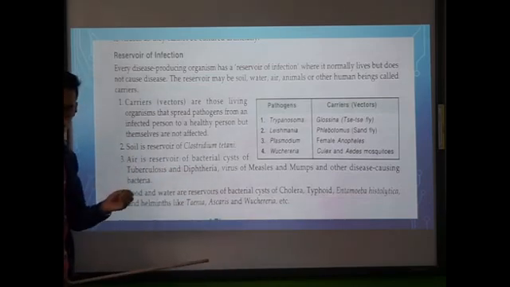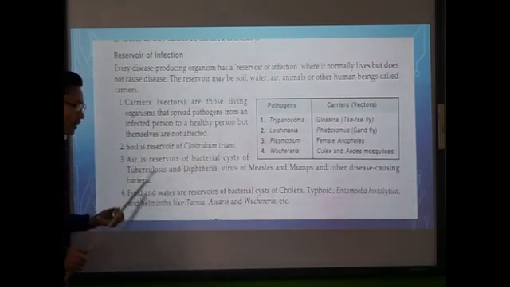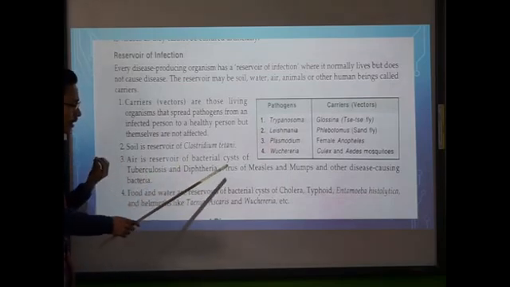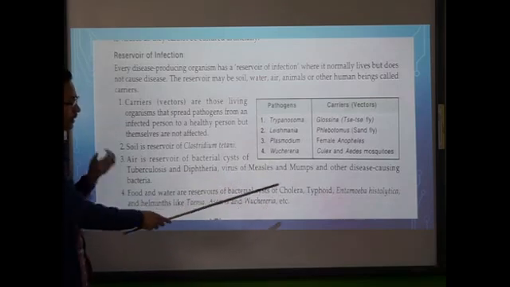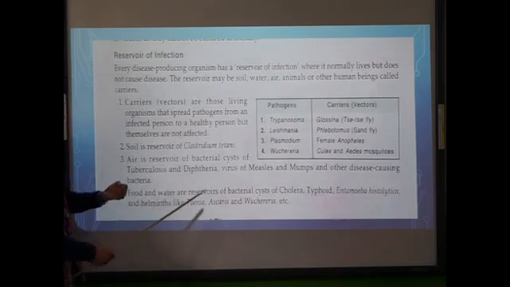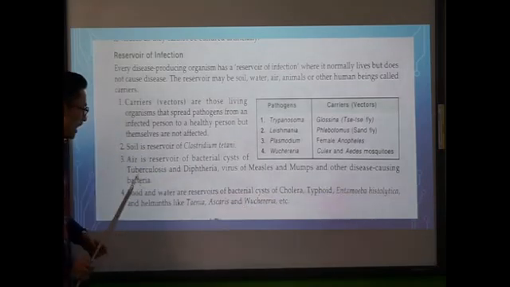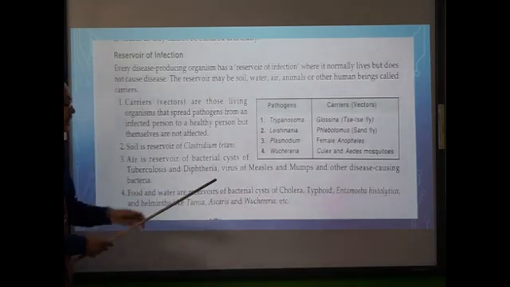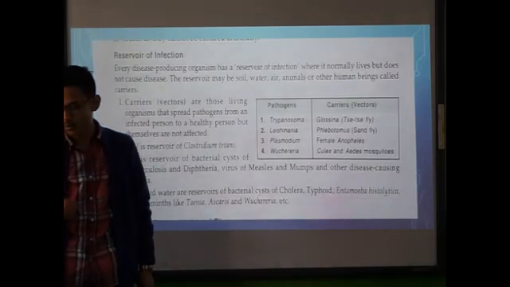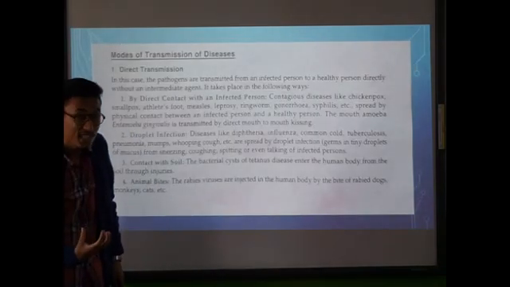Number 2, soil, which also acts as the reservoir for Clostridium tetani. Air is a reservoir for bacteria, cysts of tuberculosis and diphtheria, viruses of measles and mumps, and other disease-causing bacteria. Food and water are also reservoirs of bacterial cysts of cholera, typhoid, Entamoeba histolytica, helminths like Taenia, Ascaris and Cochlearia. So these are the reservoirs of infection, where the pathogens can live freely but are not able to cause the disease.